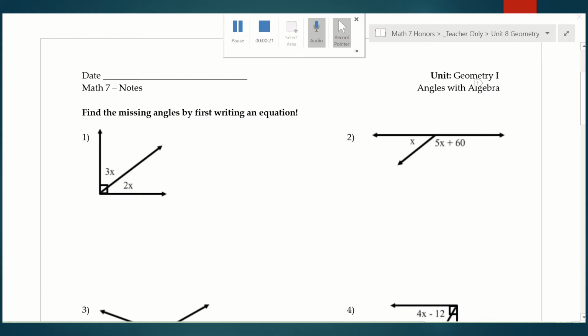The directions say to find the missing angles by first writing an equation. So we're going to figure out what the relationship is between the angles that we see in the diagram, and that will help us write our equation.